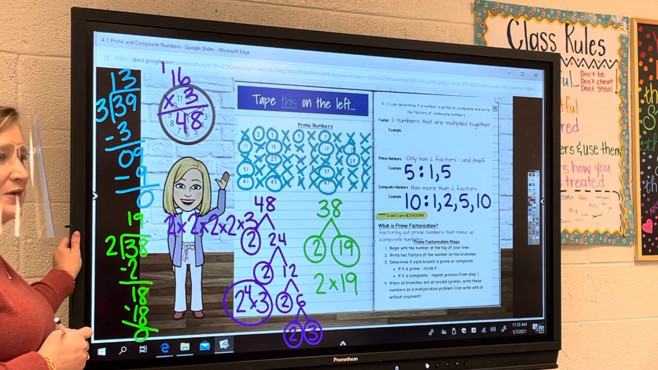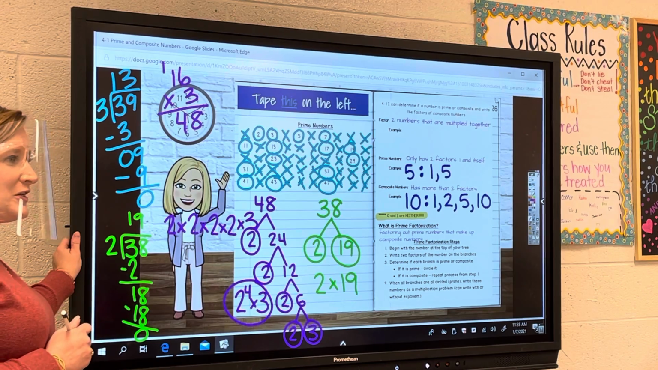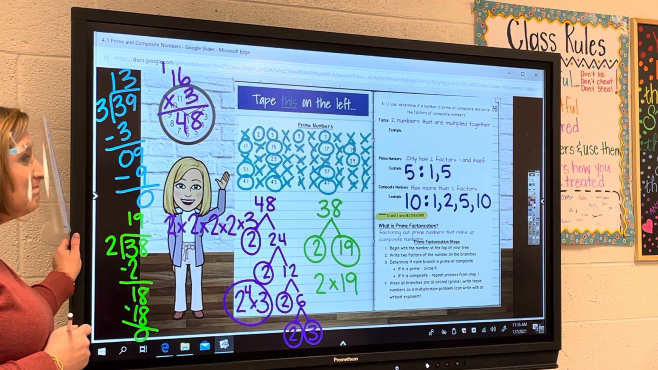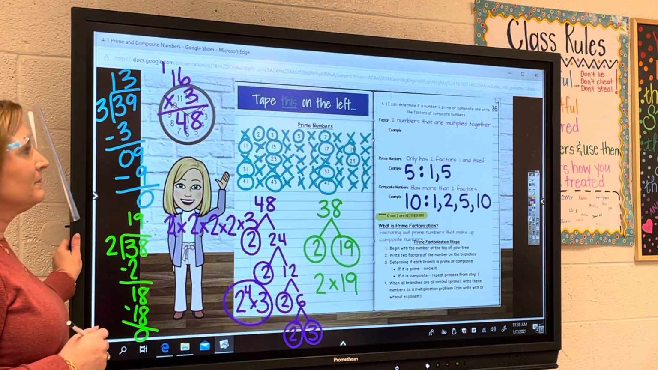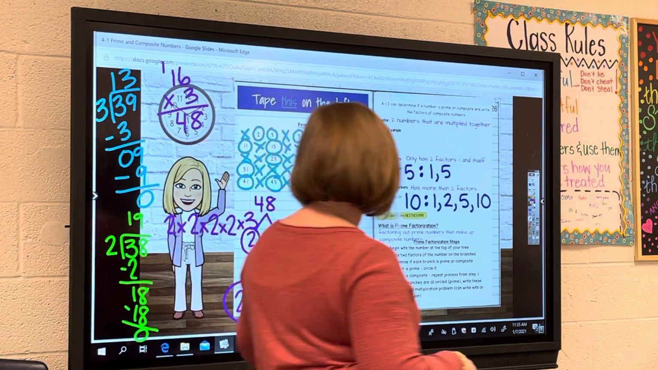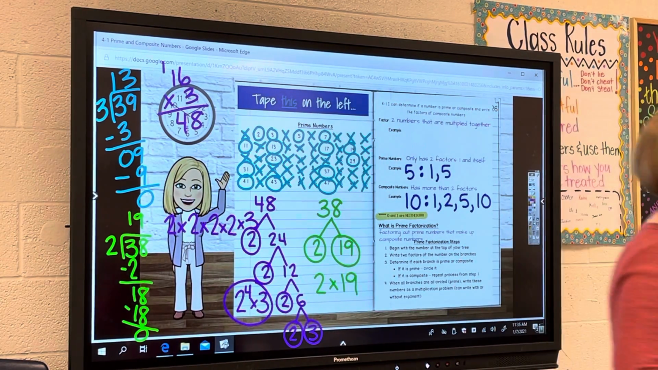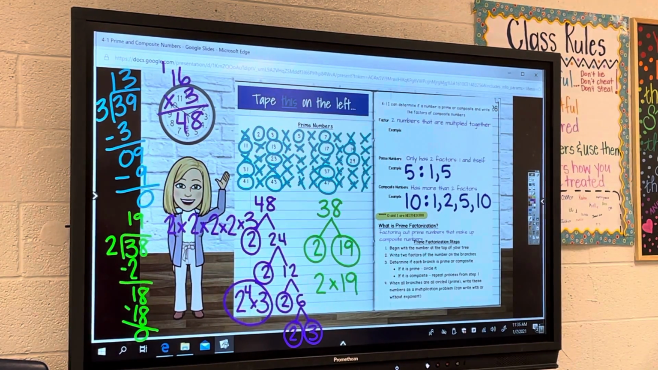Justin didn't like that one because it kept going like the Energizer Bunny, didn't it? Mm-hmm. Don't forget to tape your prime numbers over there.